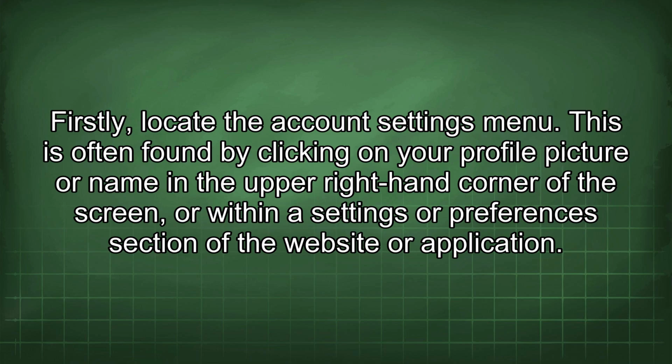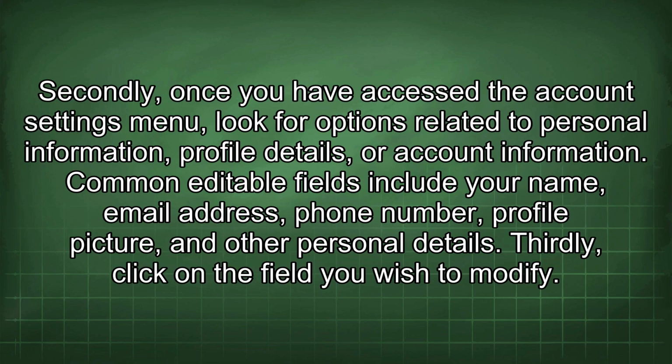This is often found by clicking on your profile picture or name in the upper right-hand corner of the screen, or within the Settings or Preferences section of the website or application. Secondly, once you have accessed the account settings menu, look for options related to personal information, profile details, or account information. Common editable fields include your name, email address, phone number, profile picture, and other personal details.